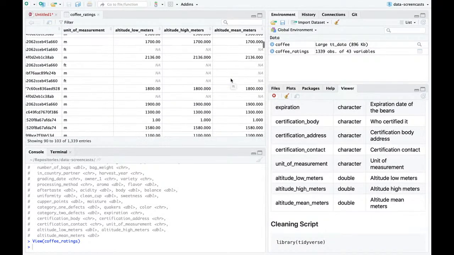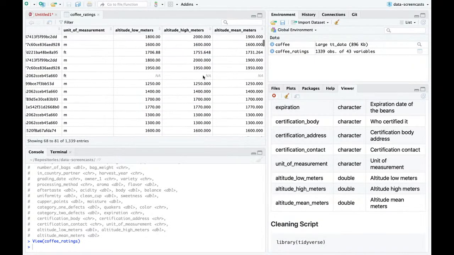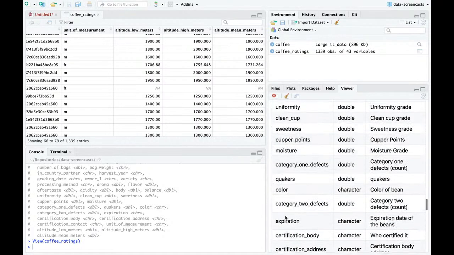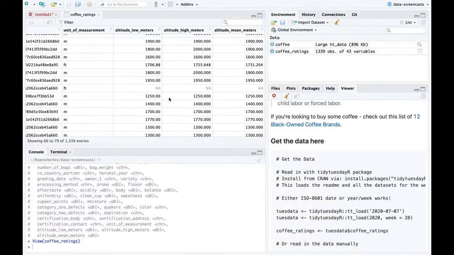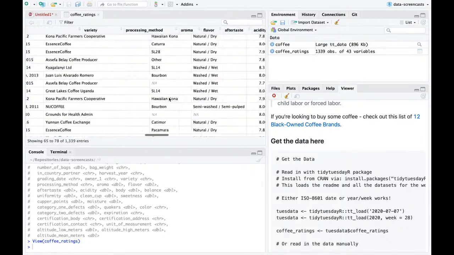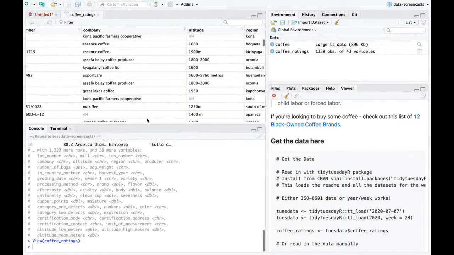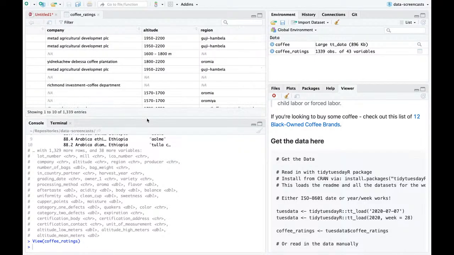Okay, we have a unit of measurement for the altitude. Ooh, so there's some clean things in terms of the altitude low, altitude high. That's cool. So there was some cleaning. Okay, great. So we can do some things with coffee altitude. So many things to work with here. Who's excited? Everybody excited? I'm pretty excited.